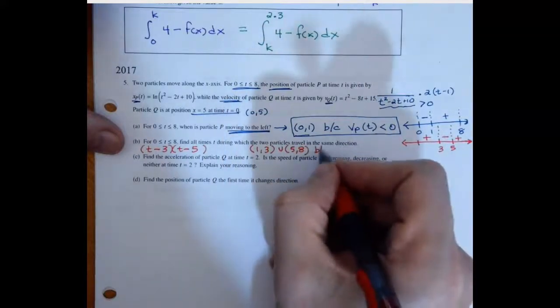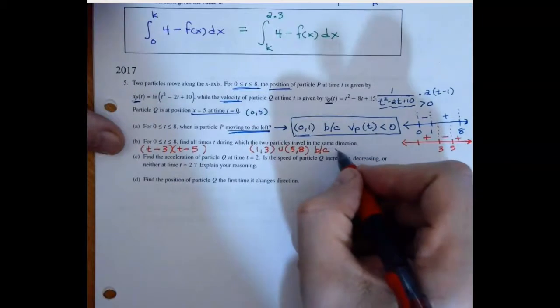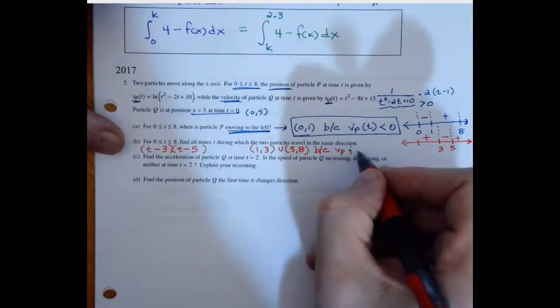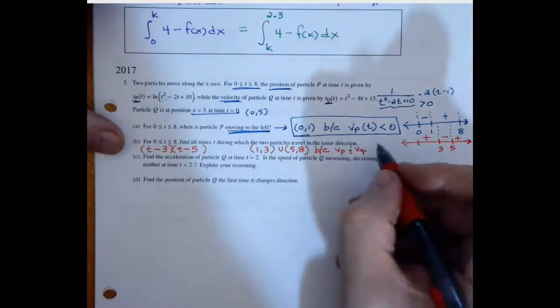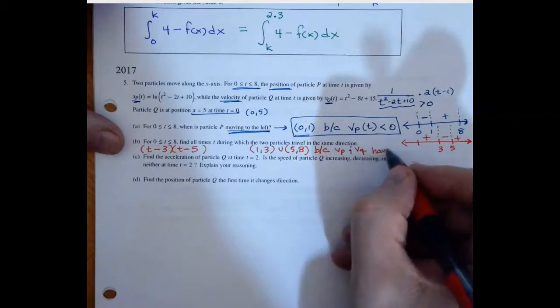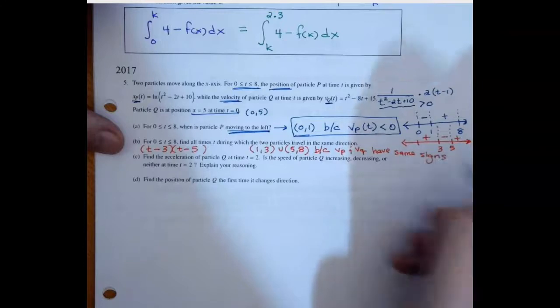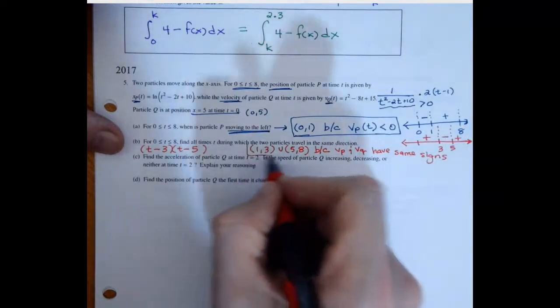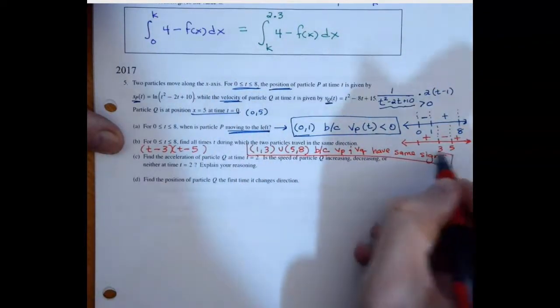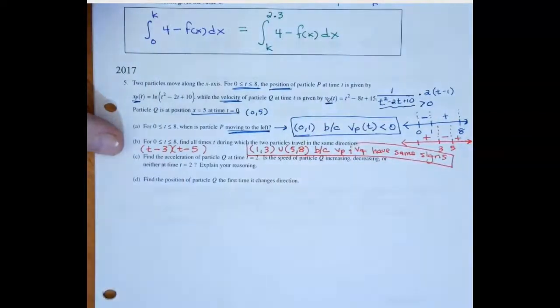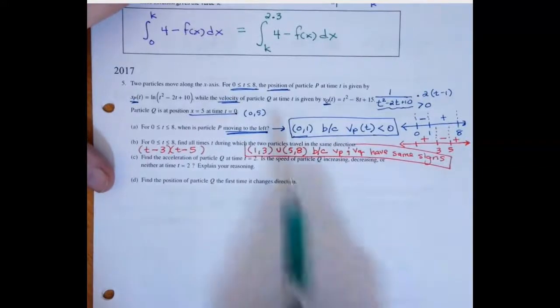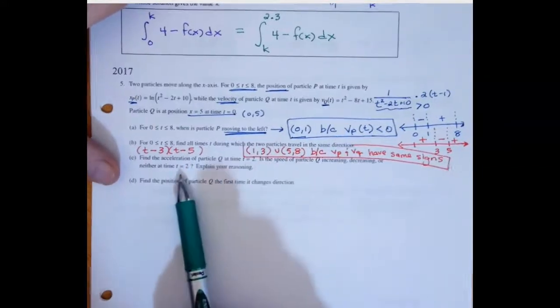Because V of P and V of Q have the same signs. So that would be our reason for that. We have to have those calculus reasons, because, over and over again, so try to emphasize that.